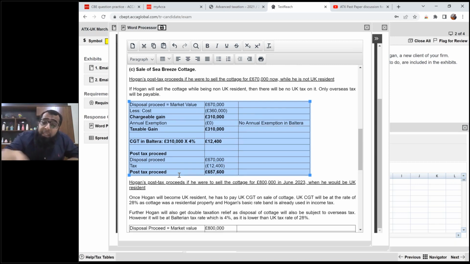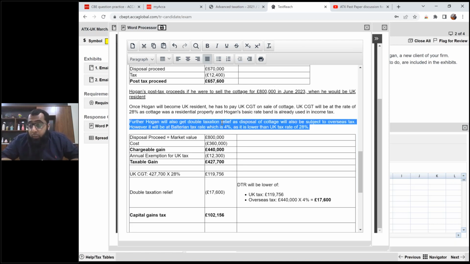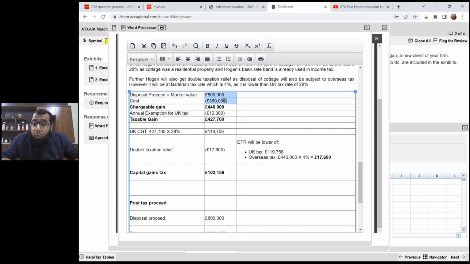But if he is a resident, then he has to pay UK tax, which will be at 28% because it's a residential property. And the basic rate band is already used, so the rate will also be higher. And there will also be double taxation relief. So disposal proceed, less cost. This gave us the chargeable gain. In UK, there will be annual exemption. This gave us the taxable gain.